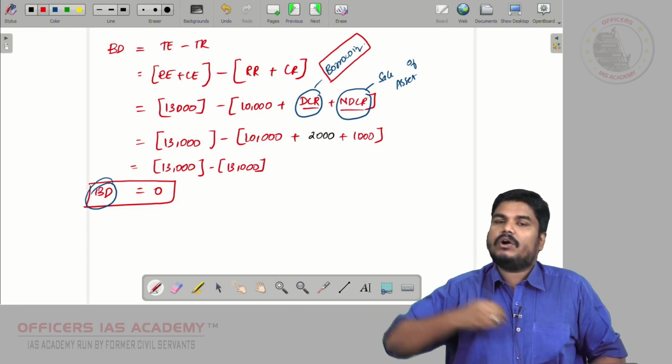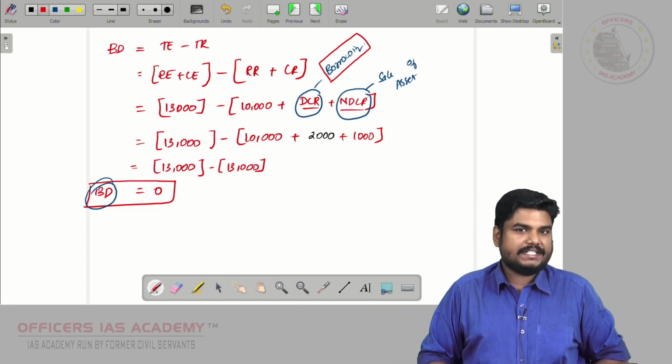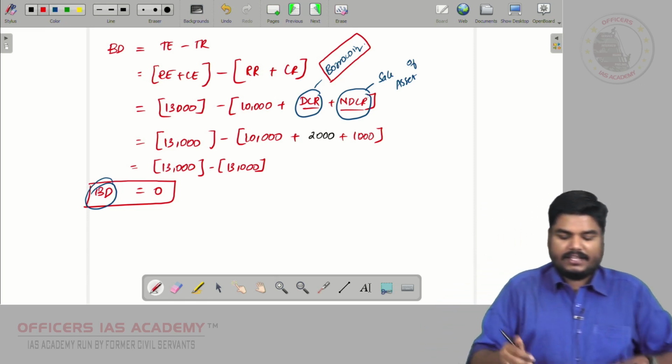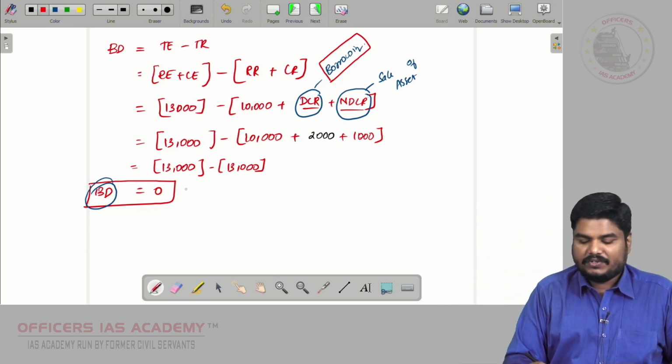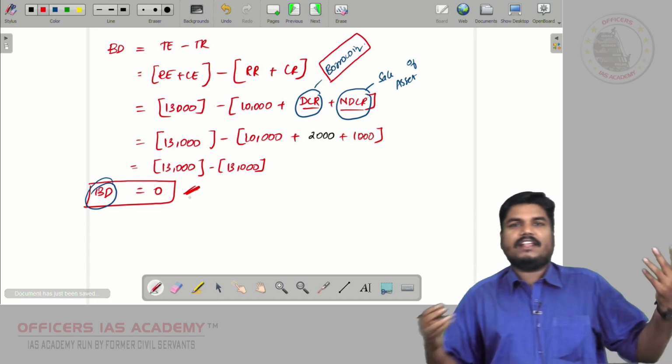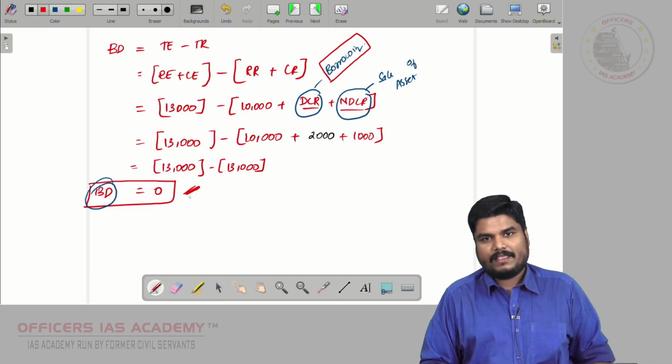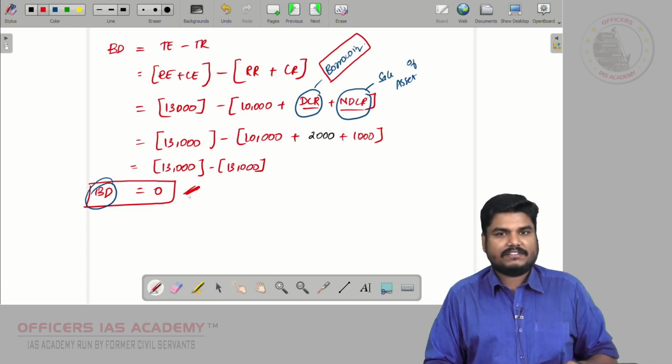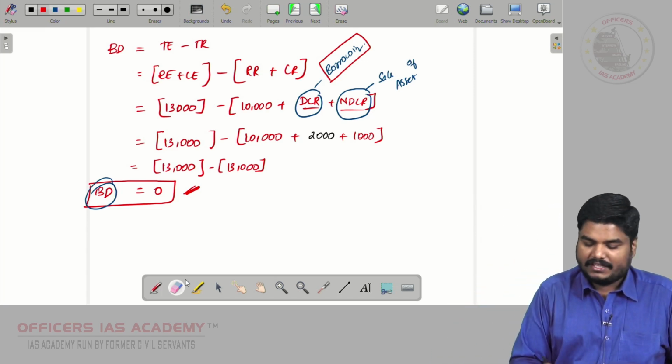But when you freshly borrow, that cannot be appreciated, right? So here in this budget deficit definition, you may get 0, but since you are getting 0, you should not feel happy. That is why we came with the fiscal deficit formula.